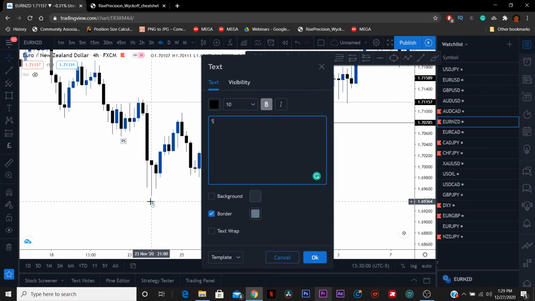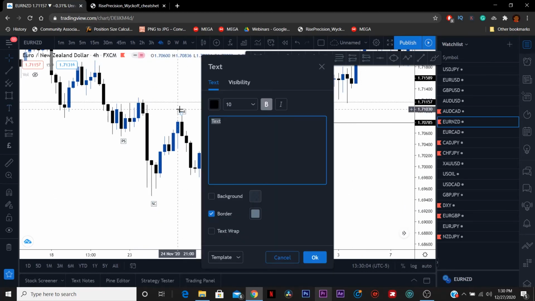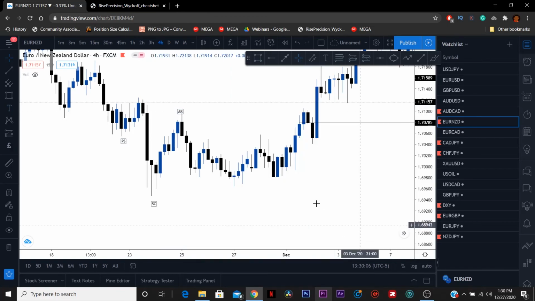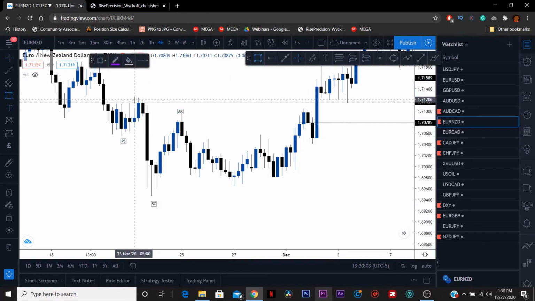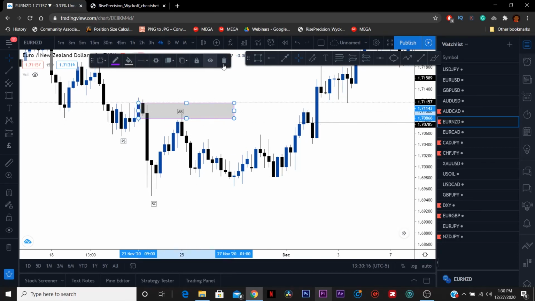Selling climax. We have our automatic rally, and all this automatic rally did was come up and test this order block here, took out liquidity. This order block that took out liquidity here, all it did was come and mitigate this right here.